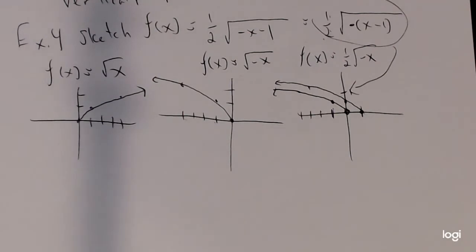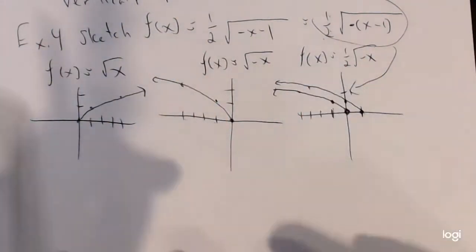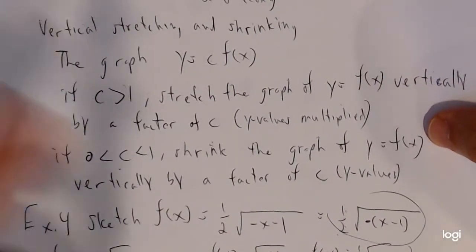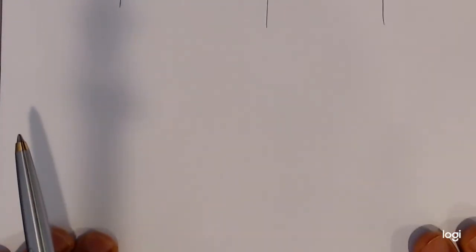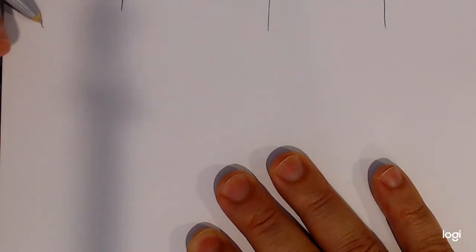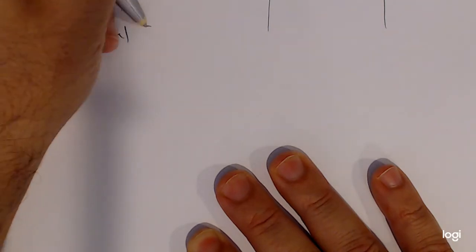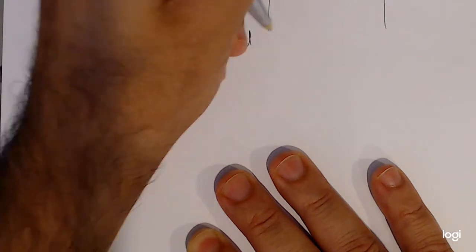So now let's talk about horizontal stretching and compressing, which means if I'm stretching and compressing horizontally, it's my x values that are being affected. So notice how this c was multiplied to the y values. Hopefully you're saying to yourself, well then if I'm horizontally stretching and shrinking, then I would have to multiply c to the x values, because that's what's going to get me to move things horizontally. And that's exactly what's going to happen. So let's take a look at horizontal stretching and shrinking.